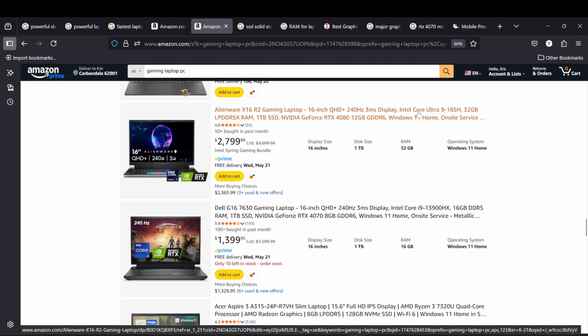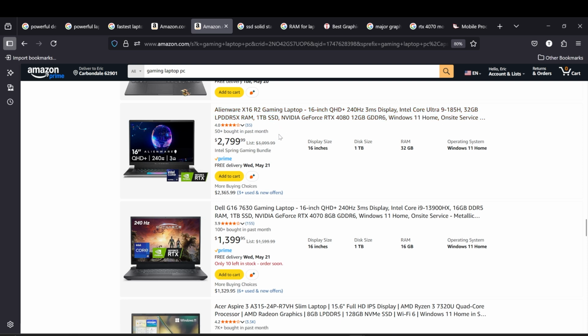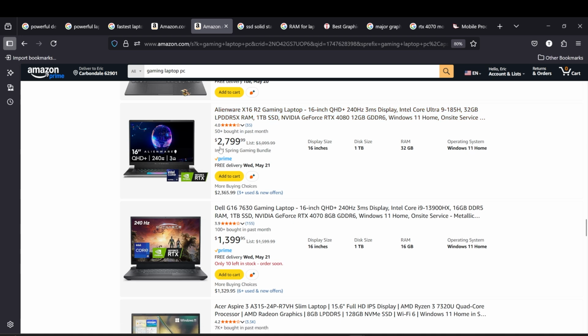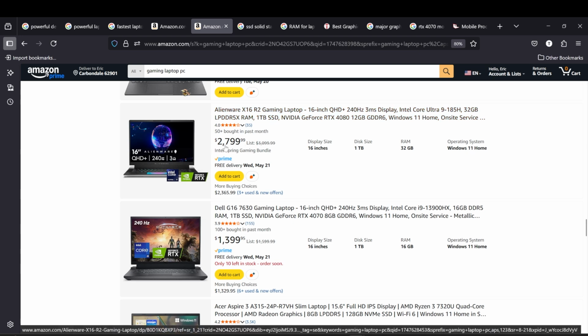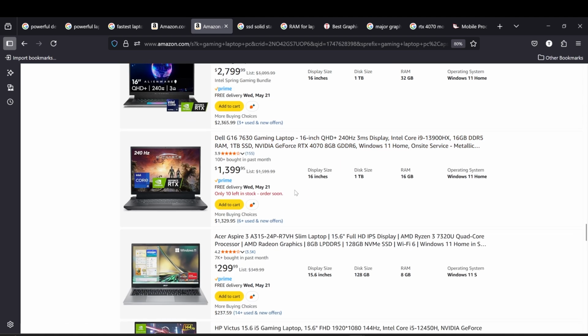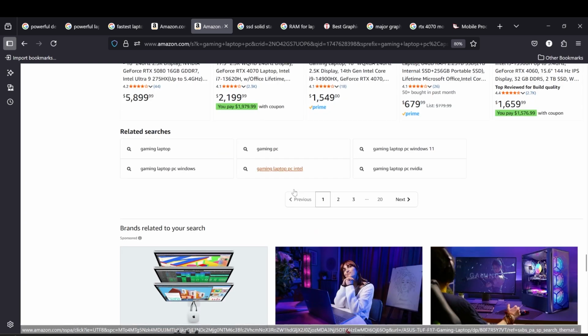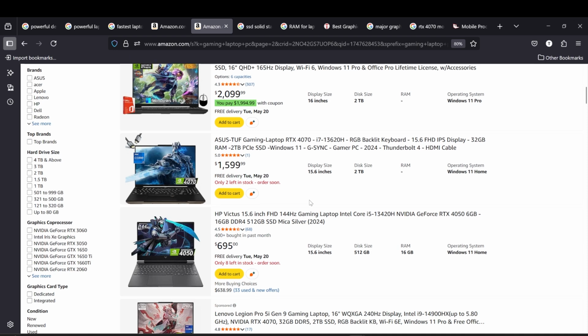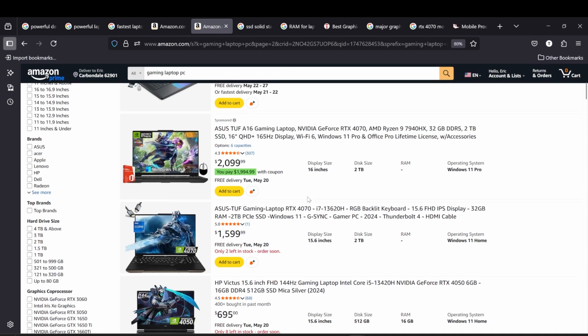So this is the Core Ultra 9, the first series, 185. It's a really good processor, with 32 gigabytes of RAM and 1 terabyte. The graphics card is a GeForce RTX 4080. This is overpriced. It's like 2,800. It's a little bit overpriced actually, so you can probably find a better deal with the other options in the market.